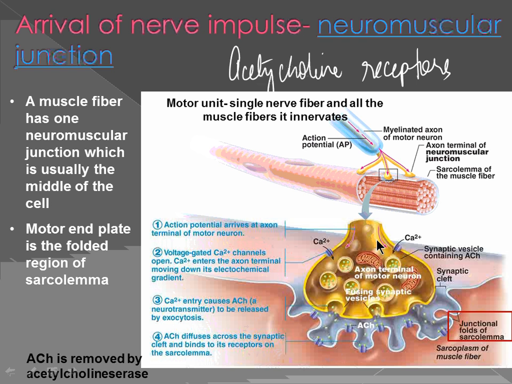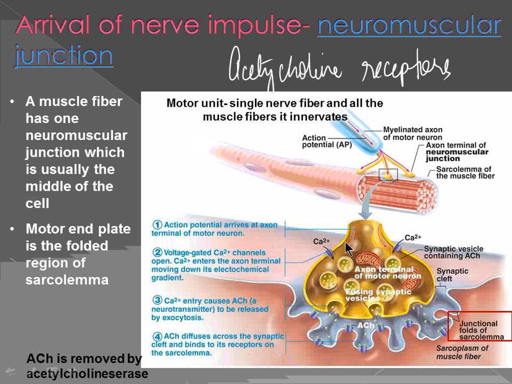As this nerve impulse comes, calcium ions, now these are different calcium ions. They have nothing to do with the calcium which is present inside the muscle. We are talking about the nerve. So surrounding the nerve terminal, on the outside, we have calcium ions. They enter into the axon terminal.